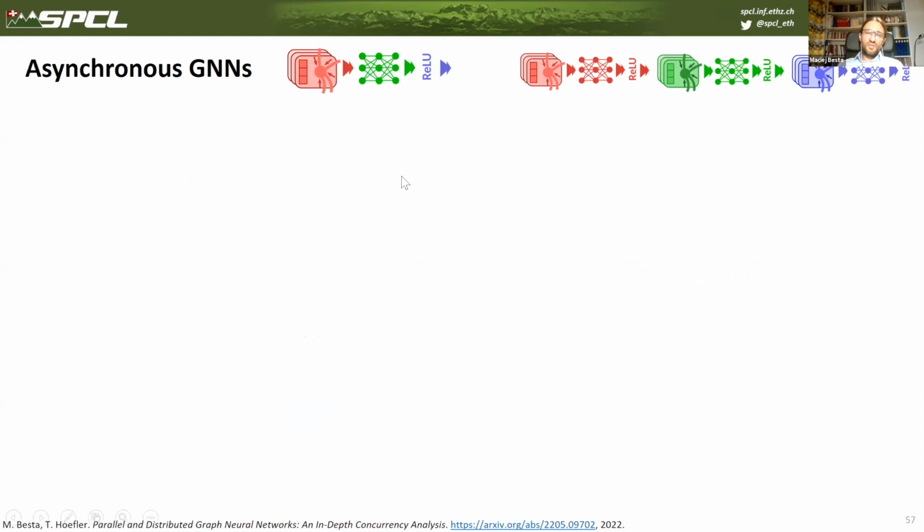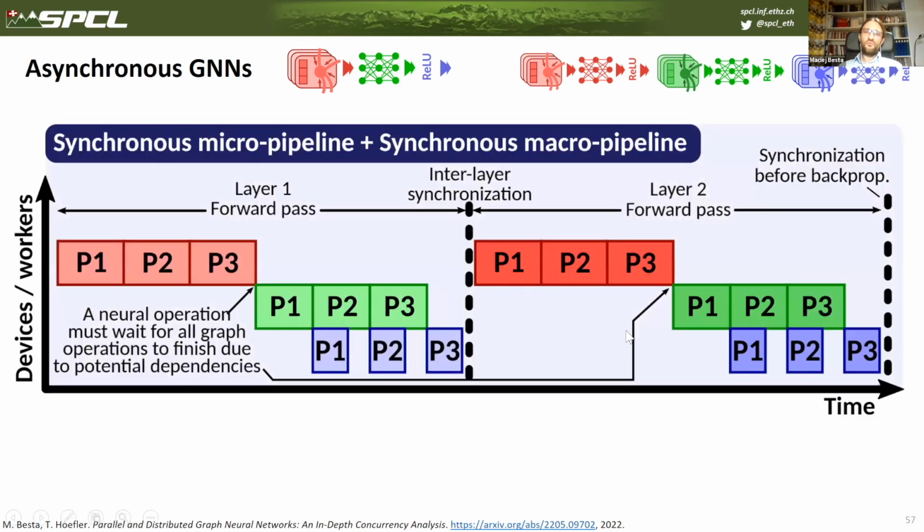So asynchronous GNNs, we could now apply this asynchronous execution both to micro pipeline parallelism, where you probably remember we assign different workers to different stages of a single layer, but also to the macro pipeline level, where we parallelize across different GNN layers, right? This means we could now have 4 different combinations. So let's start with the basic setting, where we don't have any asynchrony at all.